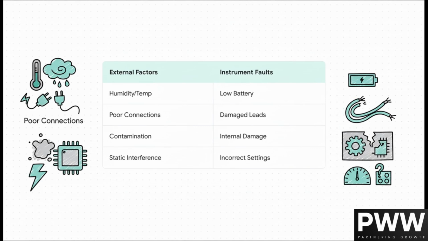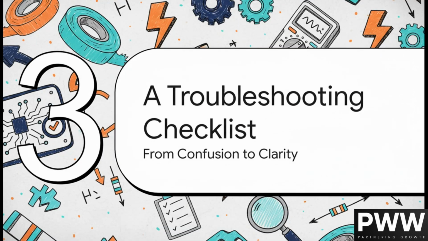Over on the left, you've got external factors. We're talking things like humidity causing issues, or maybe just some grime on your connection points. On the right, you've got instrument faults, things like a low battery messing with your voltage, or maybe your test leads have seen better days. Pro tip, always, always, always rule out the external stuff first. It's usually the culprit.